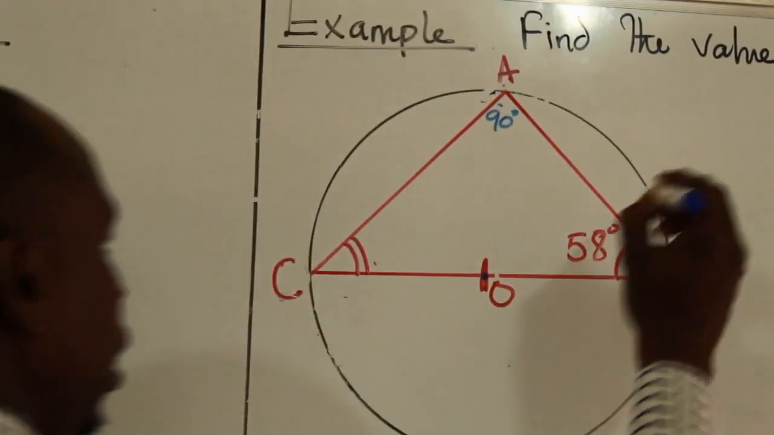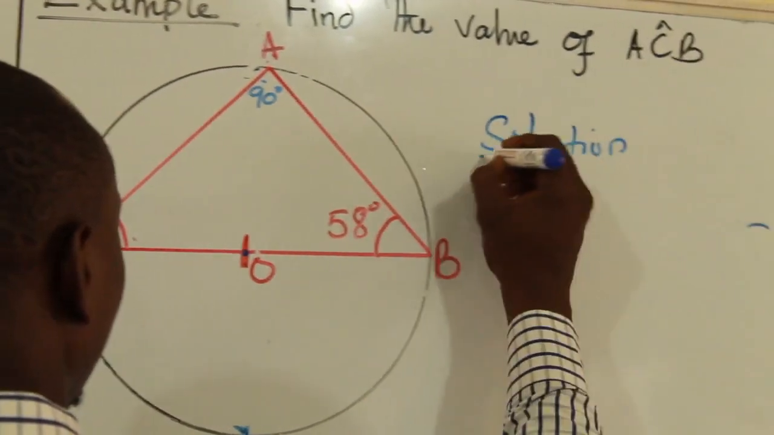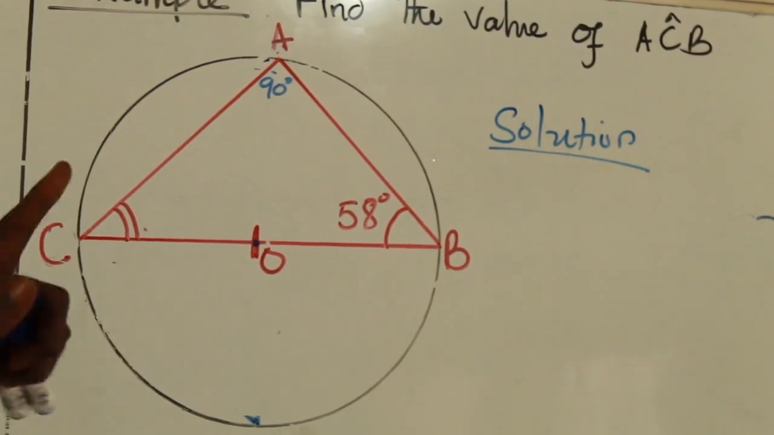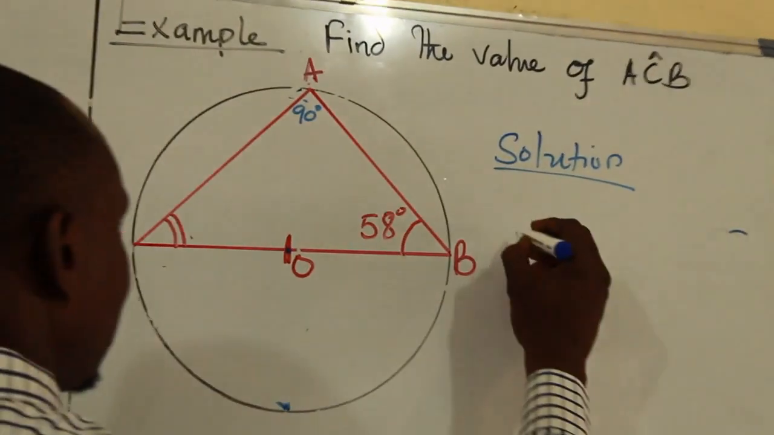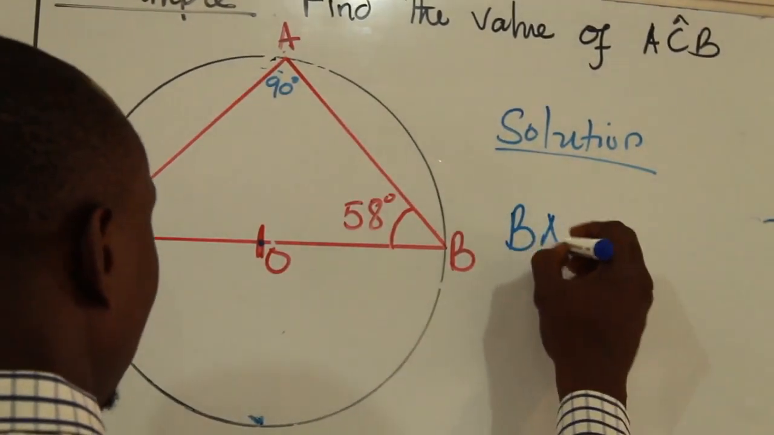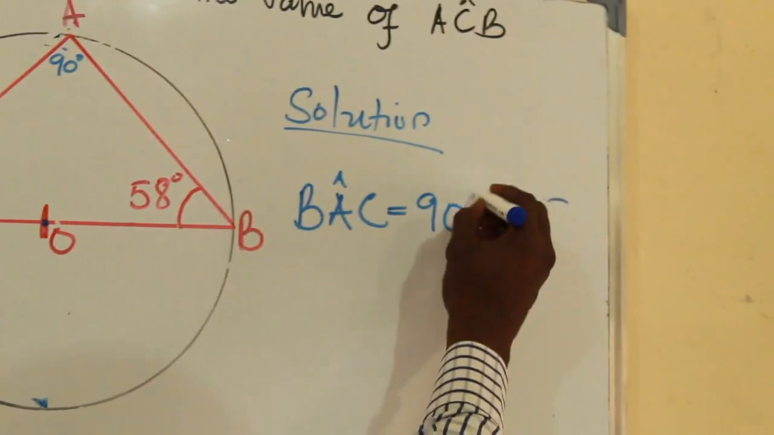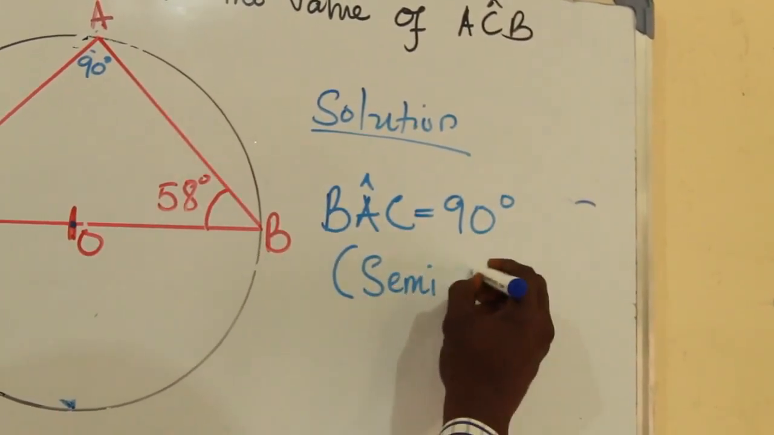So the solution here is, you write that BAC is 90 degrees. So I write BAC to be equal to 90 degrees. The reason is a semicircle.